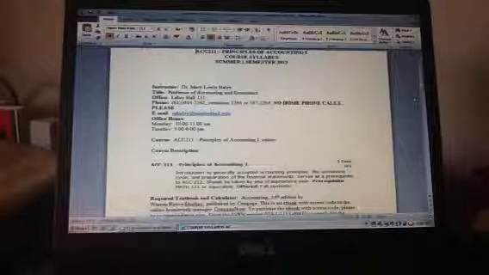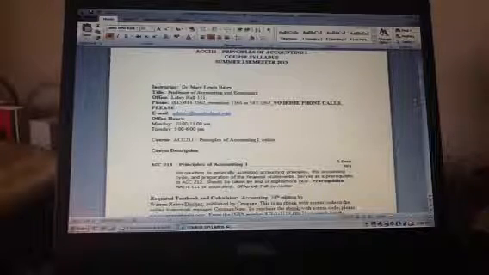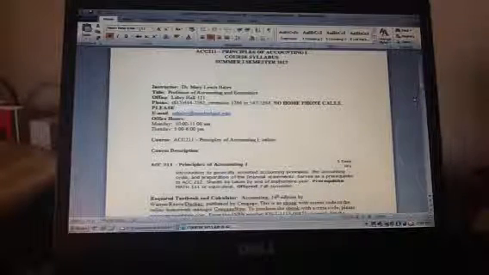The prerequisite in the catalog is Math 111 or equivalent. You really don't need to have had college algebra before you take this, so if you haven't had algebra, don't worry about that.